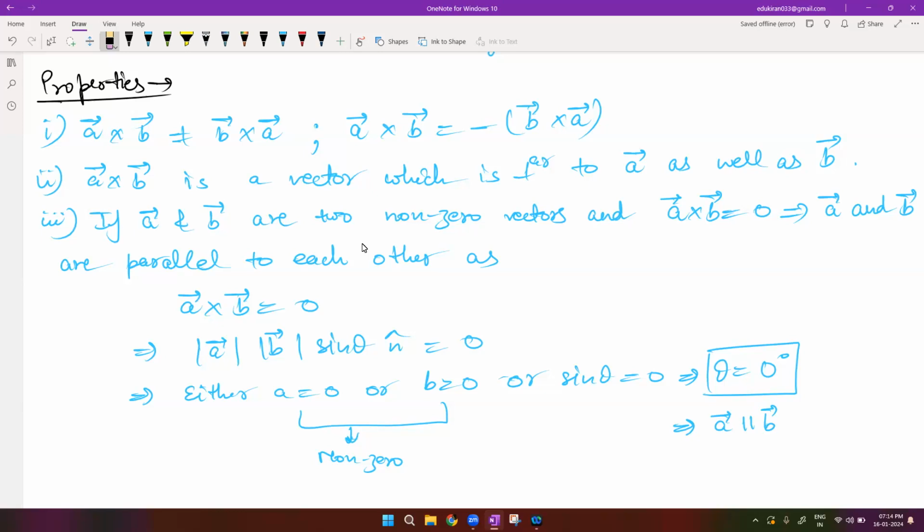And sine theta is 0 when theta is equal to 0. Theta equal to 0 means A and B are inclined with each other at an angle of 0 degrees, which means that both of them have to be parallel. When two vectors are parallel to each other, they make an angle of 0 degrees. So if the cross product of two vectors is 0, it means they are parallel. And if the dot product of two vectors is 0, it means they are perpendicular.